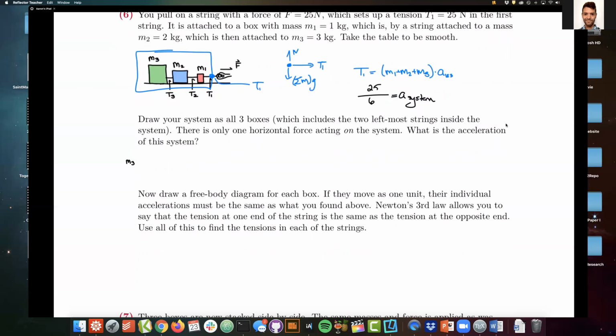So for M3, it has gravity, it has a normal force, which the vertical motion is not going to matter in this case. Then it has tension 3 pulling it to the right. For M2, there's the vertical things, it has tension 3 pulling it to the left and tension 2 pulling it to the right. Then M1, the verticals, it has tension 2 pulling it to the left, it has T1 pulling it to the right.